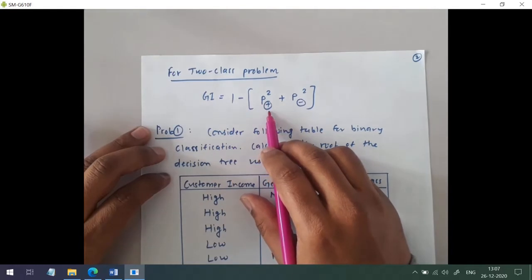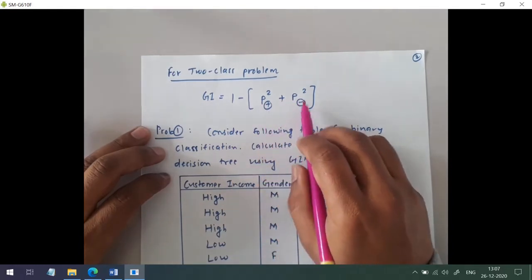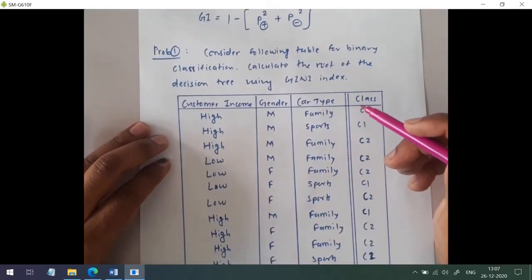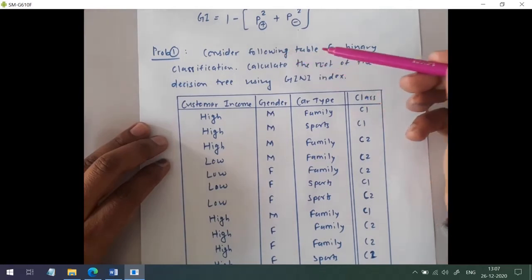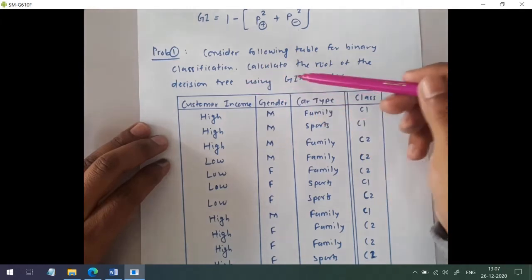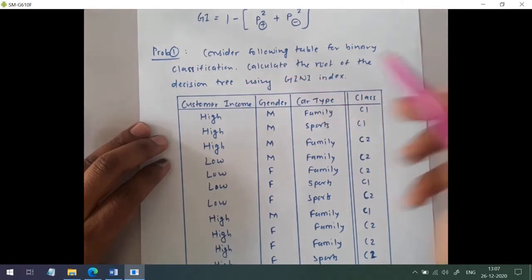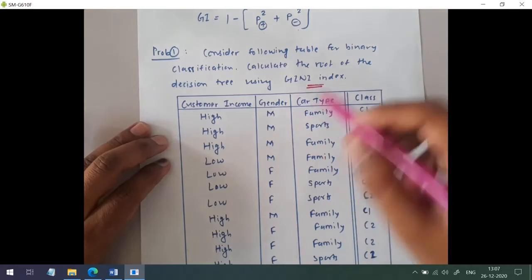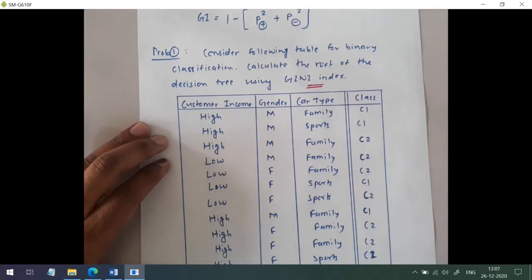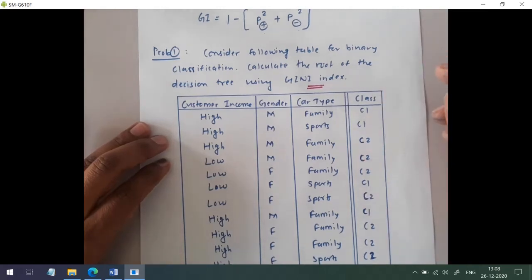the sum of the squared probability of the positive example and the squared probability of the negative example. This is a question asked in one of the university papers. Consider the following table for binary classification. Calculate the root of the decision tree using Gini index. Clearly they have mentioned Gini index. If it is not mentioned which ASM technique to use, you go for information gain, because in our Mitchell book the ID3 algorithm is given, which uses information gain.